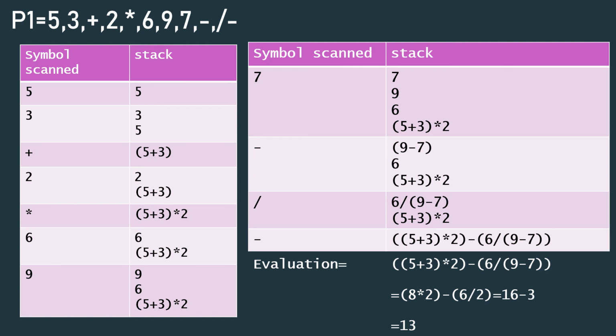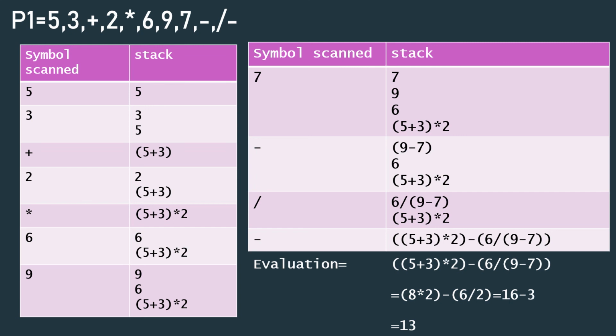The next one is minus operator. Here 7 and 9 will be popped out and the operator will be placed between 9 and 7 and it will be pushed into the stack like this. Now division operator has come. So division operator will be placed between the top two elements, that is 6 and 9 minus 7. And minus operator is there which will be placed between the top two elements, that is 5 plus 3 into 2 and 6 division 9 minus 7. So that is what your infix expression.